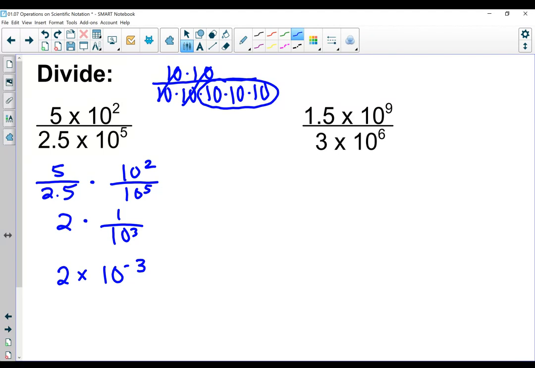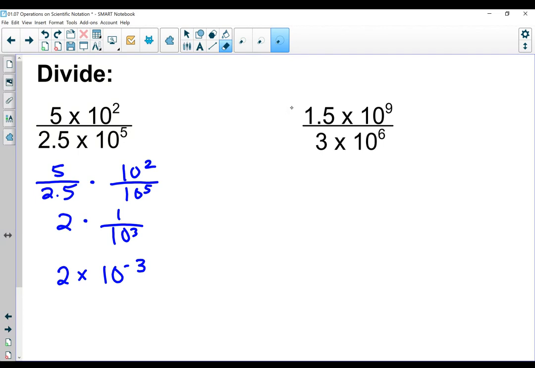So let's see if we can figure out a shorthand way to do this. I took the 5 and the 2.5 and I divided them. And then let's look at what we did at the exponents. I have a 2 and I have a 5. So it's really like I subtracted and started in the numerator and did 2 minus 5 and got negative 3. So now we're going to use those rules and we'll make some notes on the next one.